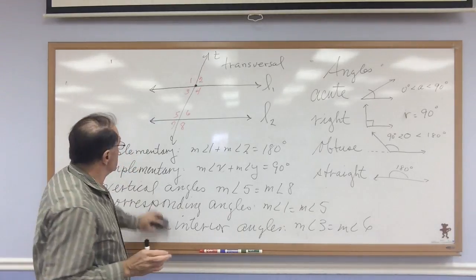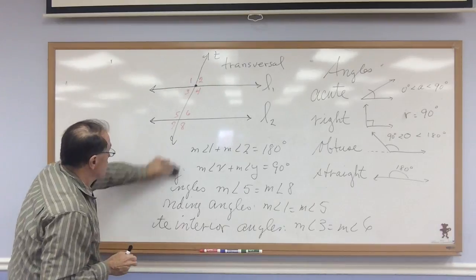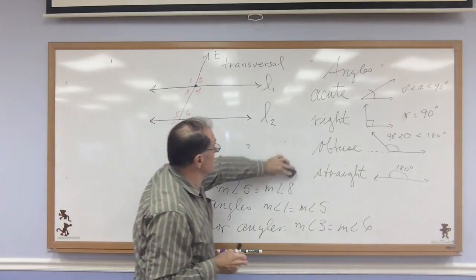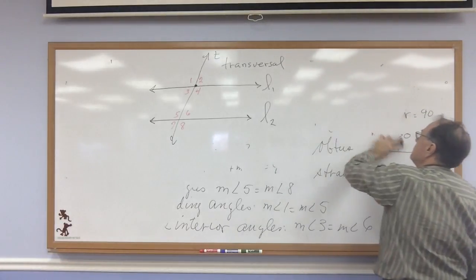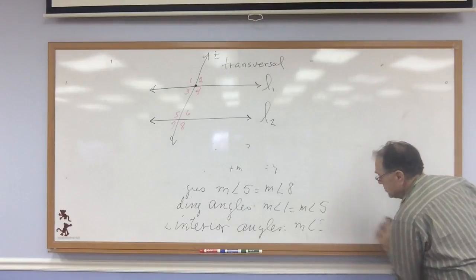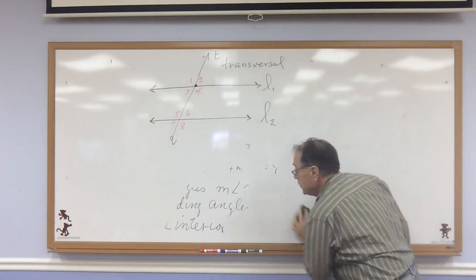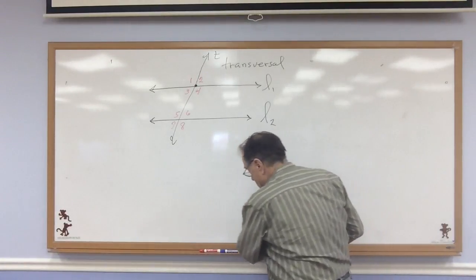Okay, let's see how we can use these definitions to find angle values. So I have my diagram. I have one transversal intersecting these two parallel lines. Now, let's give some values.